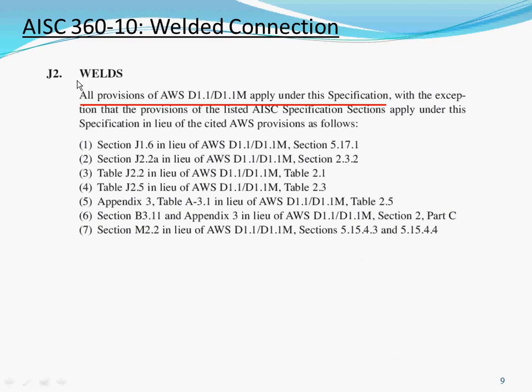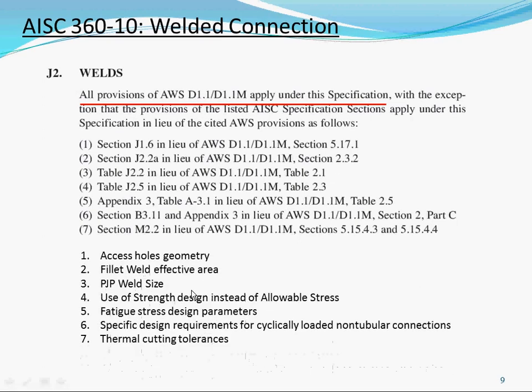So say starting from J2 for welds, all provisions of the D1.1 apply under this specification except some of the following. What they're doing is they're modifying some of the sections in D1.1, adopting some and not adopting some. Some of these are access hole geometry for one, fillet weld effective area, PJP weld size, and use of strength design instead of allowable stress design. The D1.1 is actually allowable stress design. They have not converted over to LRFD design. So essentially this code is saying use the strength design instead of allowable stress design.